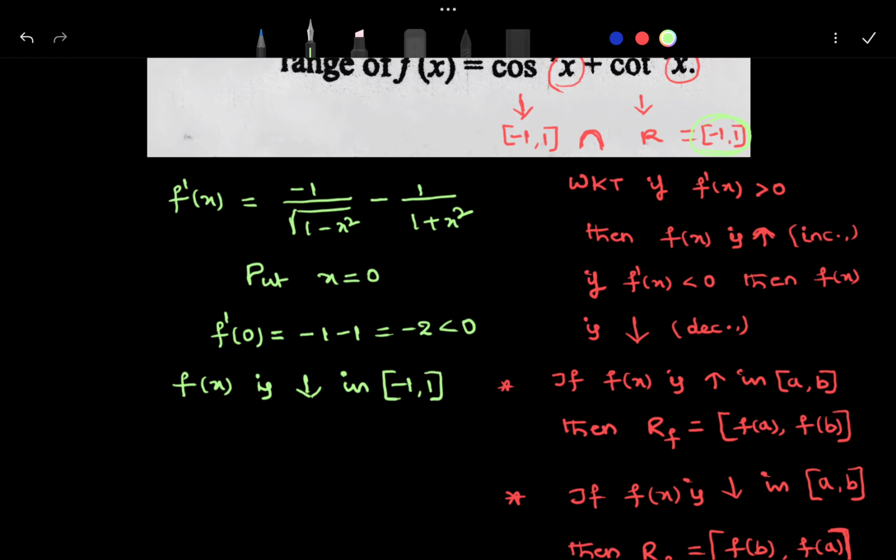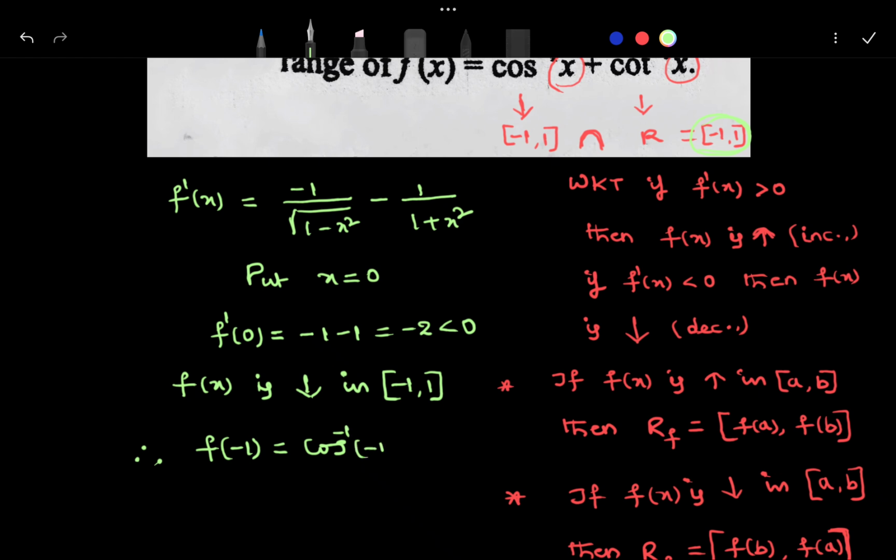This one will be nothing but the common domain of the function f of x. Therefore, what is the range? Range will be equal to the closed interval f of 1 comma f of minus 1. So you have to find f of minus 1. What is f of minus 1? Put x equals minus 1 in f of x.